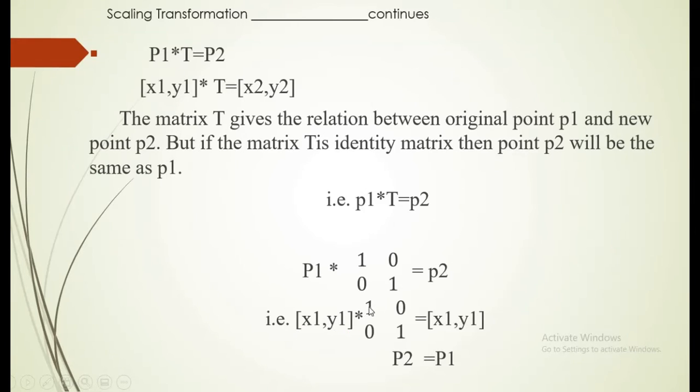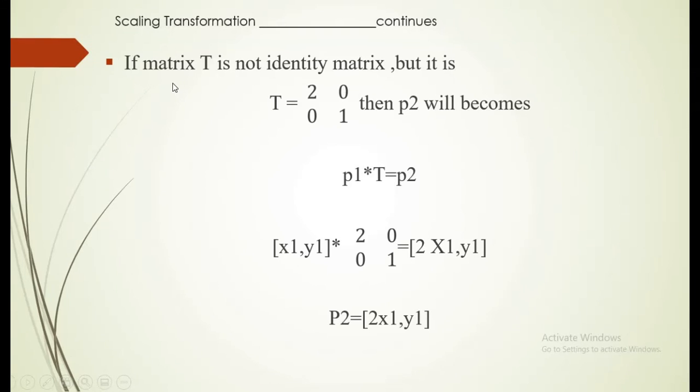We multiply this row into this column: x1 into 1 plus y1 into 0 is equal to x1. Then we multiply x1 and y1 into the second column, that is x1 into 0 is equal to 0 and y1 into 1 is equal to y1. Then P2 is equal to P1. So when we multiply the identity matrix with our old coordinate, we get the same coordinate, x1 and y1, that is P2 is equal to P1.